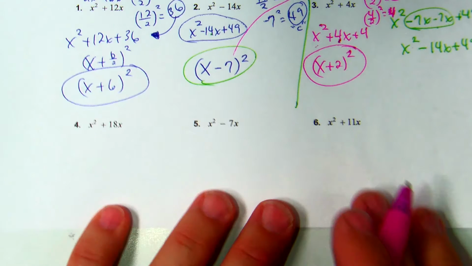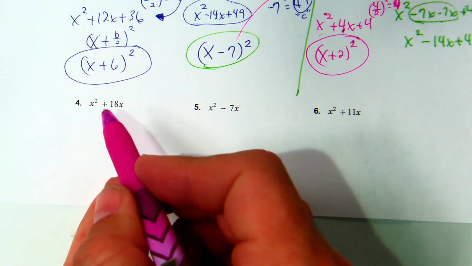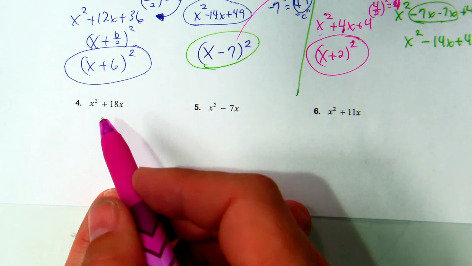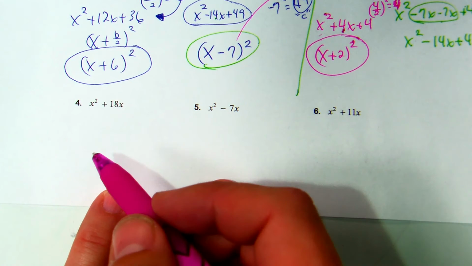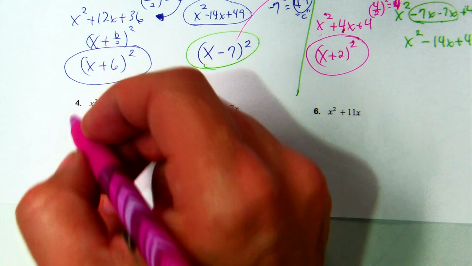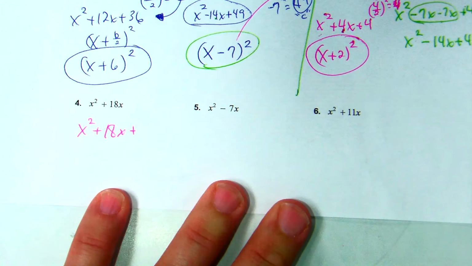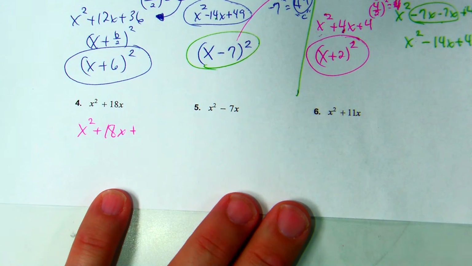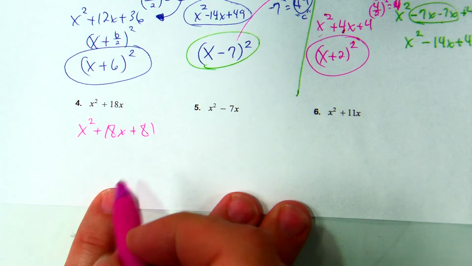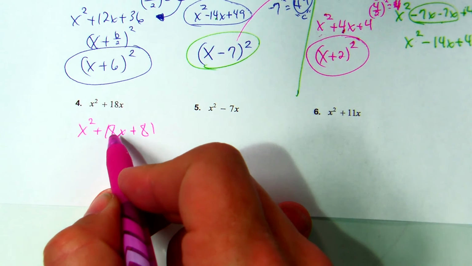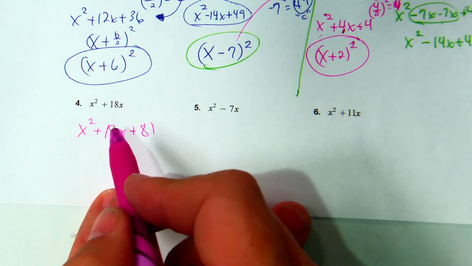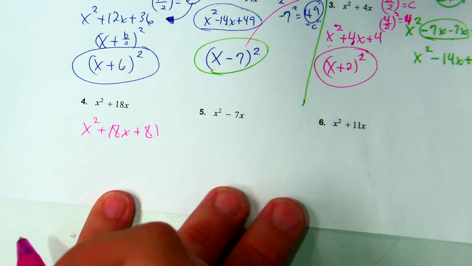What about number 4? Somebody give me an answer for number 4. I'm going to take the middle term, divide by 2, and square it. What is this going to be? It's going to be x squared plus 18x plus what? 81. Right? Because 9 will be 18 divided by 2. We square it, it'll give us 81.